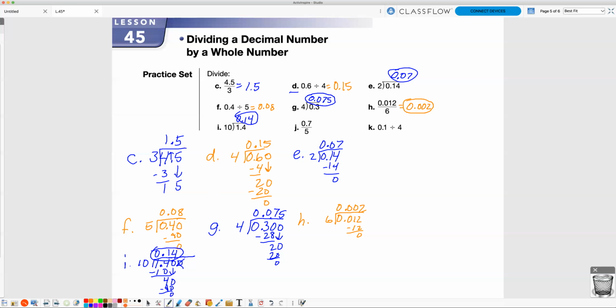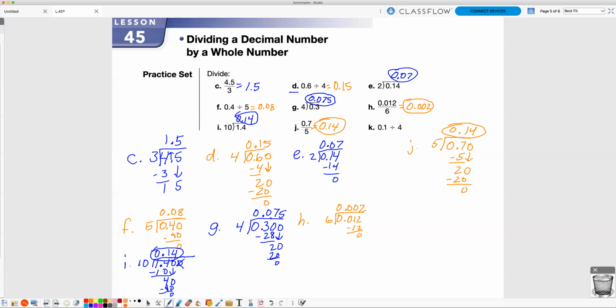Letter J. Let me put letter J over here for you guys. So if you have 7 tenths divided by 5, decimal comes straight up in the answer. 0 divided by 5 is 0. 7 divided by 5 is 1. 5 times 1 is 5. Subtract that, this would be 2. I need to add another 0 to bring it down here because it's now 20 divided by 5, and that's going to be 4. 4 times 5 is 20, and there's nothing left over. J would be equivalent to 14 hundredths.